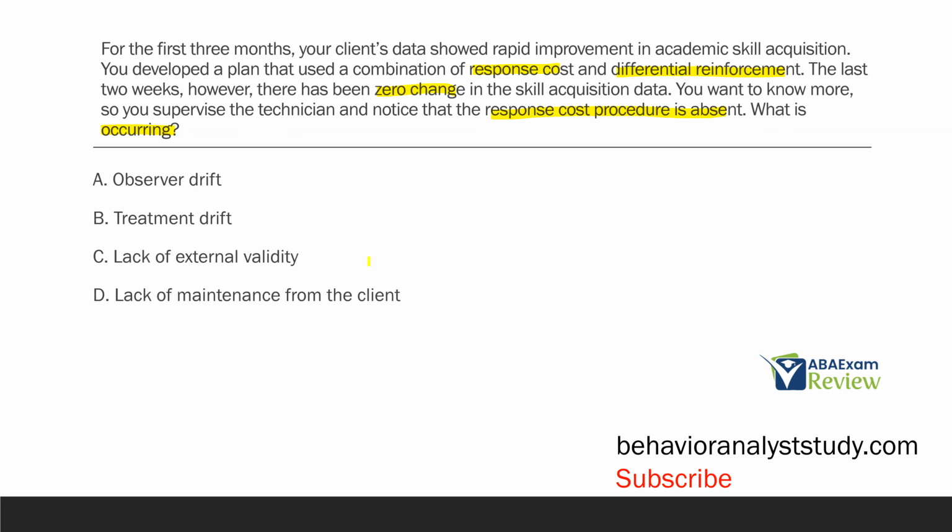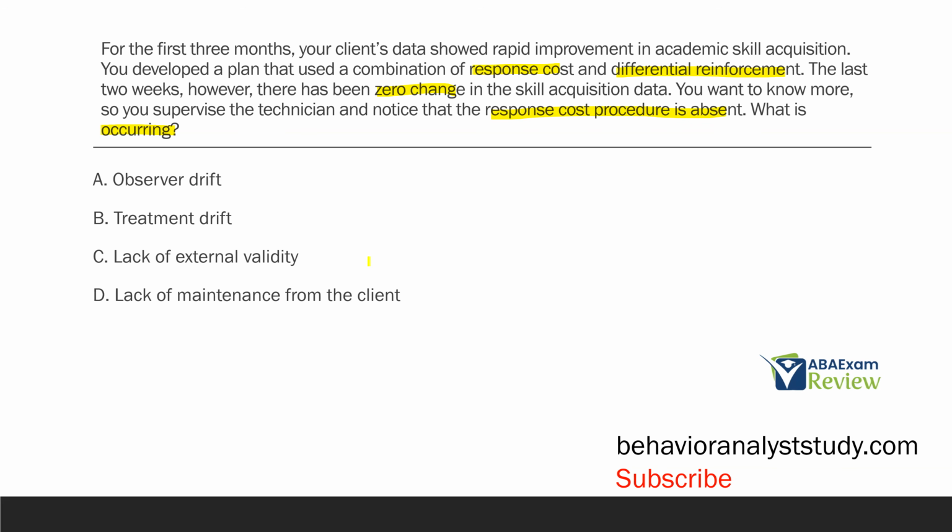A, observer drift. Observer drift has more to do with how we're measuring behavior. So if we had no change and you supervised and you noticed that your technician was suddenly measuring the wrong behavior, that could be observer drift. In this case, your supervision shows that the treatment is changing. And so what's happening is we are going through treatment drift.